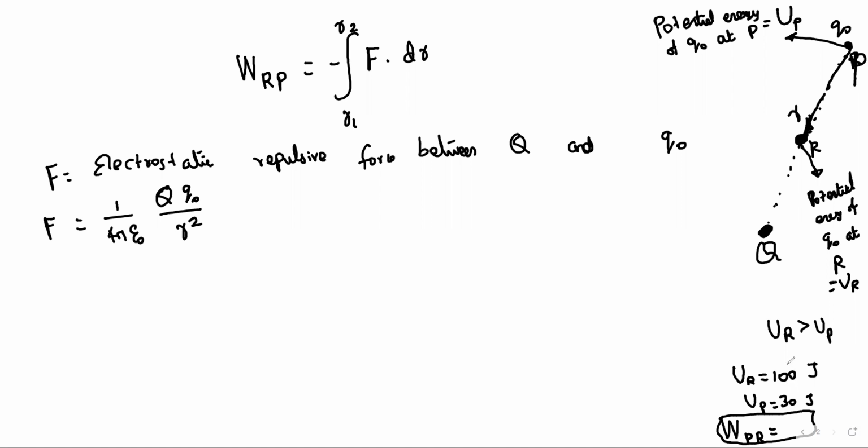Simple one. At point P, the electrostatic potential energy is 30 joule. At point R, more electrostatic energy will be required, so let it be 100 joule. So if you want to move from energy at 30 joule to energy at 100 joule, how much work do you have to do? How much work do you have to spend to move from point P to point R?